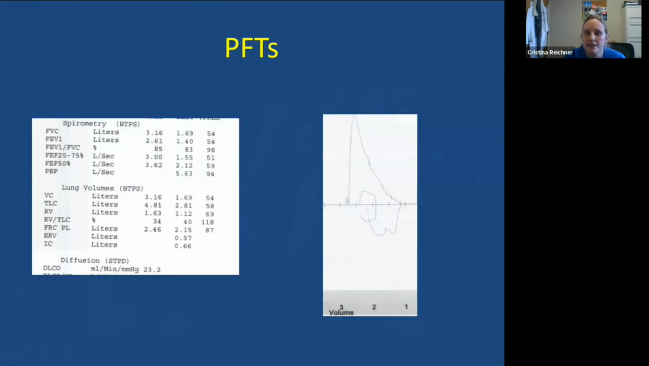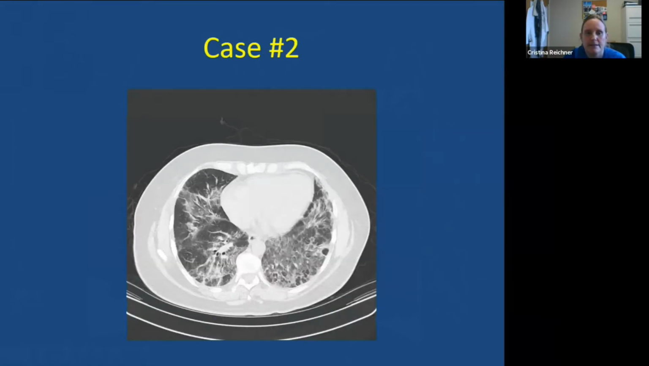We did PFTs on her. So again, you can see the loop is narrow, so restrictive pattern. Her FEV1 to FVC ratio was normal, so no obstruction. But her TLC was reduced at 58% of predicted. And she was actually so short of breath that she could not do the DLCO, which requires a breath hold technique. This is her CAT scan.